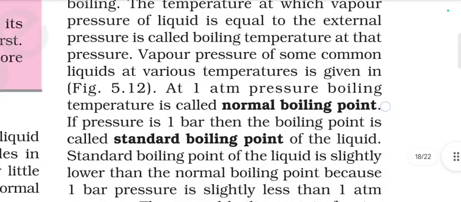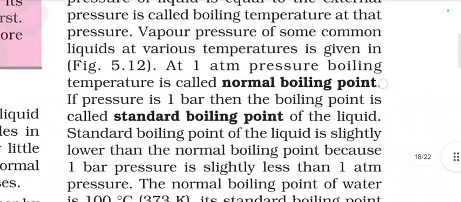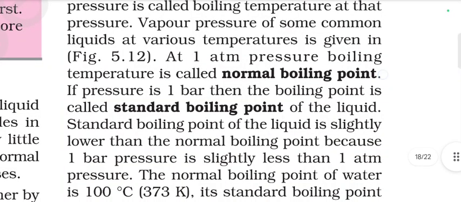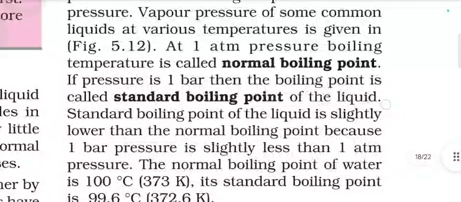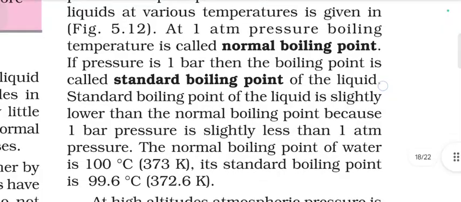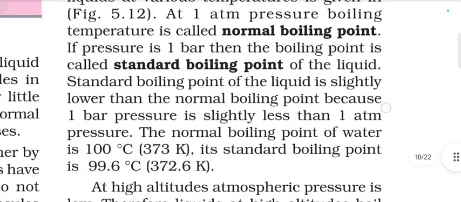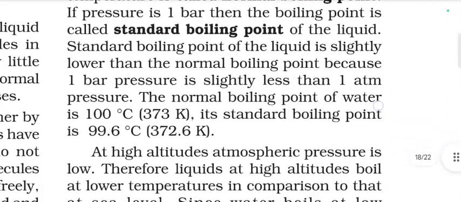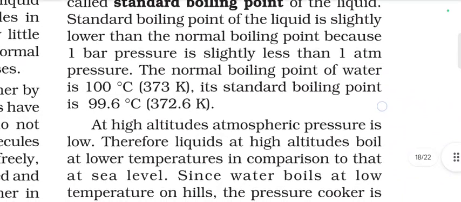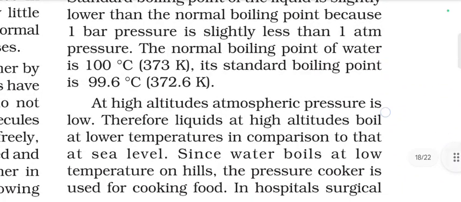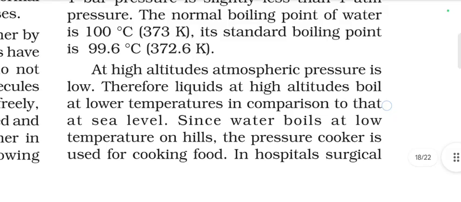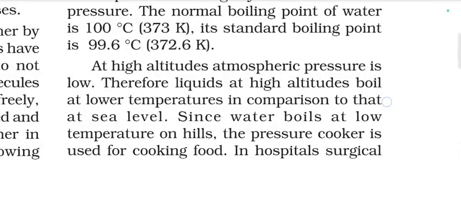Vapor pressure of some common liquids at various temperatures is given in figure 5.12. At 1 atm pressure, boiling temperature is called the normal boiling point. If pressure is 1 bar, then the boiling point is called the standard boiling point of the liquid. Standard boiling point of a liquid is slightly lower than the normal boiling point because 1 bar pressure is slightly less than 1 atmospheric pressure. The normal boiling point of water is 100 degrees Celsius, 373 Kelvin. Its standard boiling point is 99.6 degrees Celsius, 372.6 Kelvin.